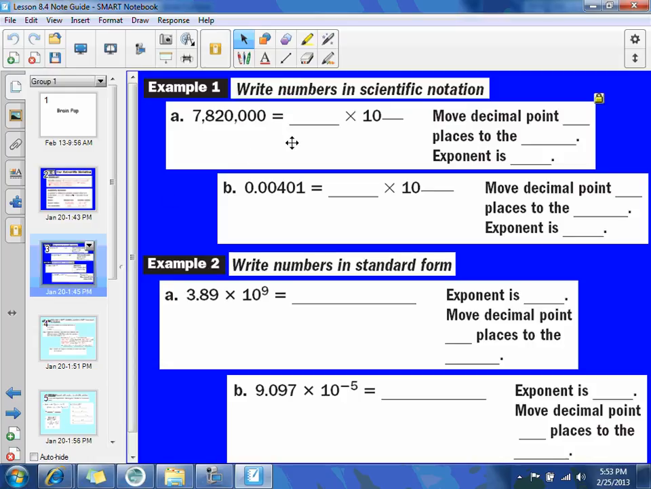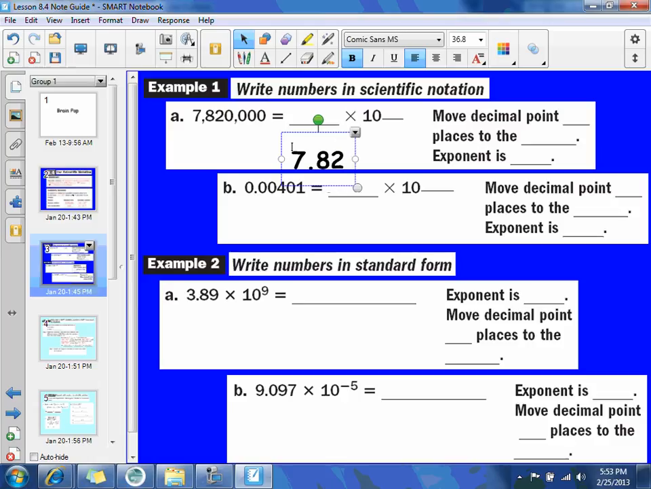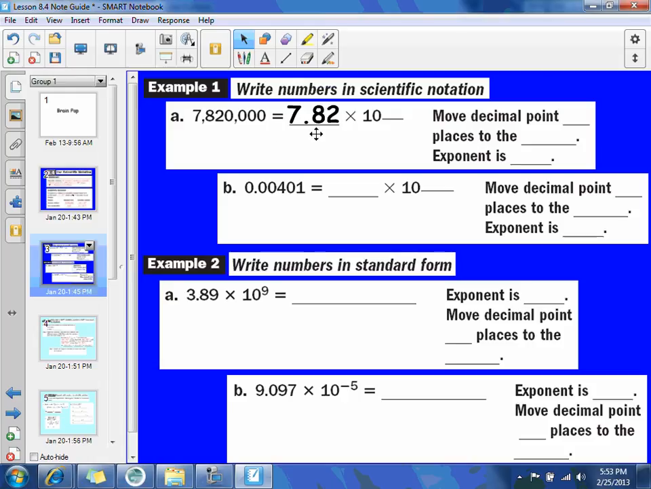So here, the number you'd have in front is 7.82, and the exponent would be 1, 2, 3, 4, 5, 6. And this is a positive 6 because it's a big number.